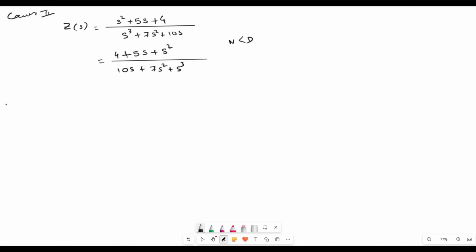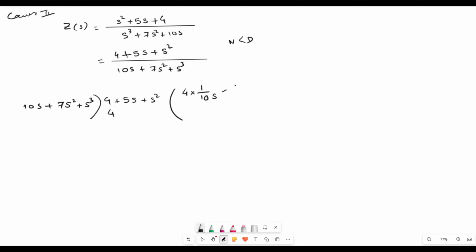So we have 10s plus 7s square plus s cube, and we have to divide by 4 plus 5s plus s square. For getting 4, we should have 4 here. So that means 4 should be multiplied, and then this 10 should not be there. So we should give it like 1 by 10. And here we do not have anything, this is a constant, so it should be divided by s. So after multiplying, we'll get here 4. 10s will get cancelled and remaining is 4.